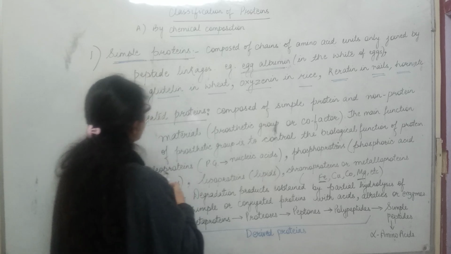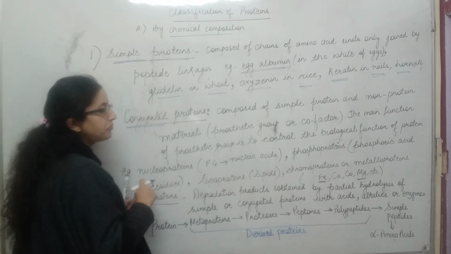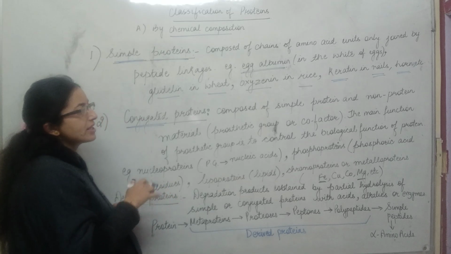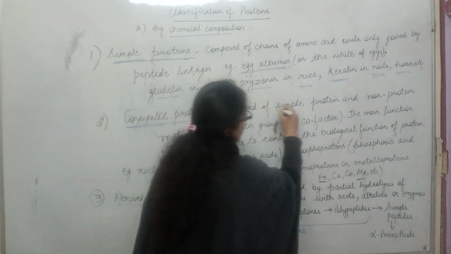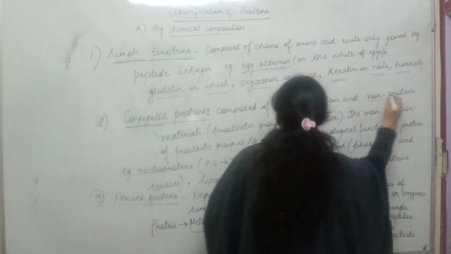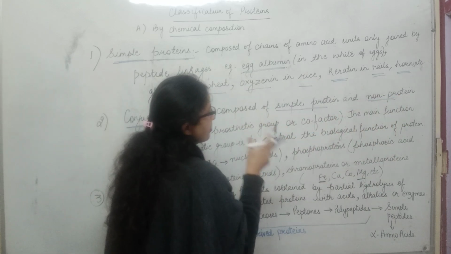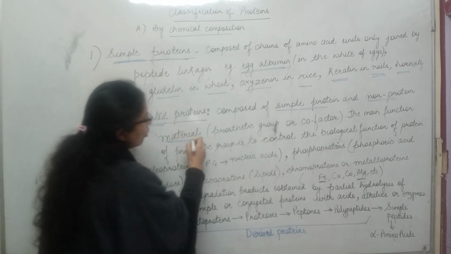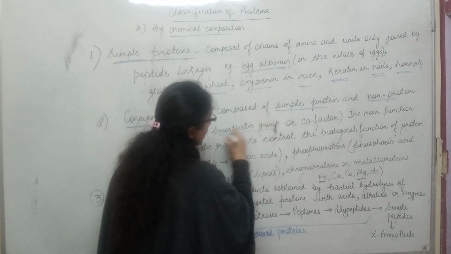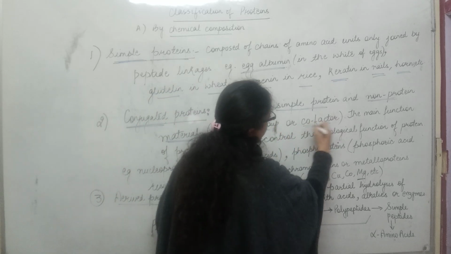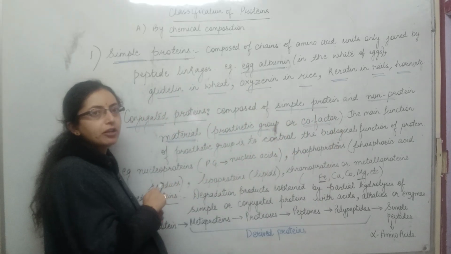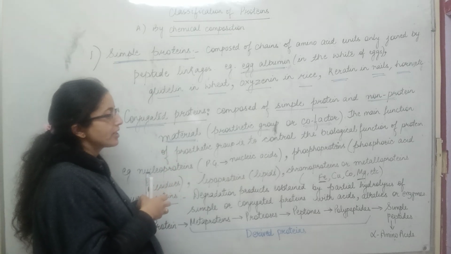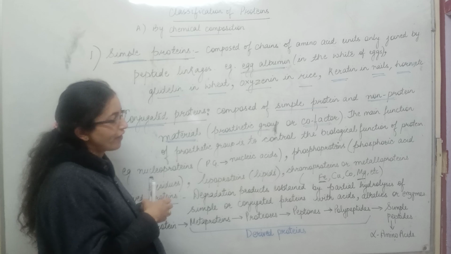Then the next one is conjugated. Conjugated मतलब किसी के साथ में है, right? So conjugated proteins are composed of simple protein and a non-protein part. So simple protein के साथ में एक non-protein material भी है. That non-protein material is called as prosthetic group or cofactor, right? So conjugated में क्या है? The simple protein along with the non-protein part, which is called as prosthetic group or cofactor.